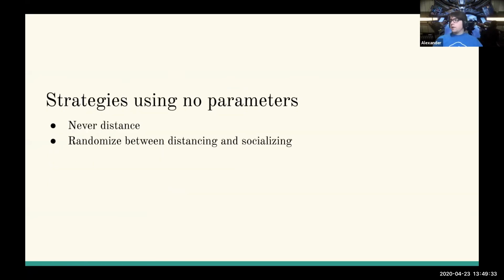Okay. So the no parameter strategies are pretty straightforward. One strategy is just never distance. You don't care if you get sick, you don't care if you get other people sick. You're just never going to distance because you like going out. And then there's also essentially random, which is much less interesting.